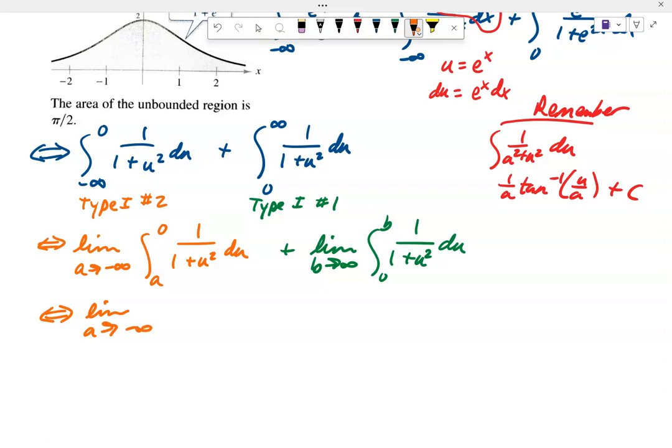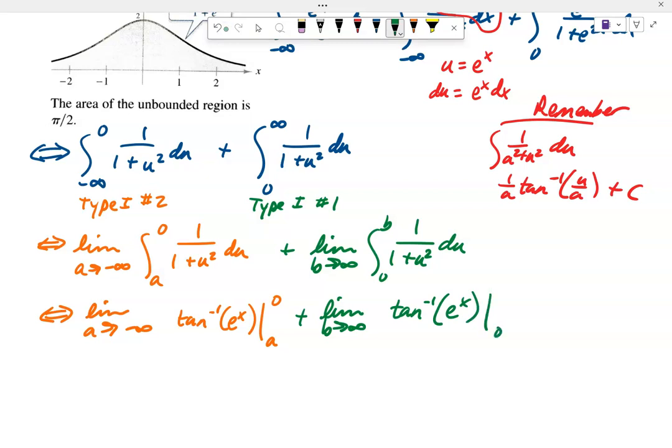And so we've got 1 over 1 arctangent of u over 1, but our u is e to the x. So we've got arctangent of e to the x, and this is from a to 0. And then over here we've got the limit as b goes to infinity of 1 over 1 arctangent of u over 1, or e to the x over 1, and this is from 0 to b.